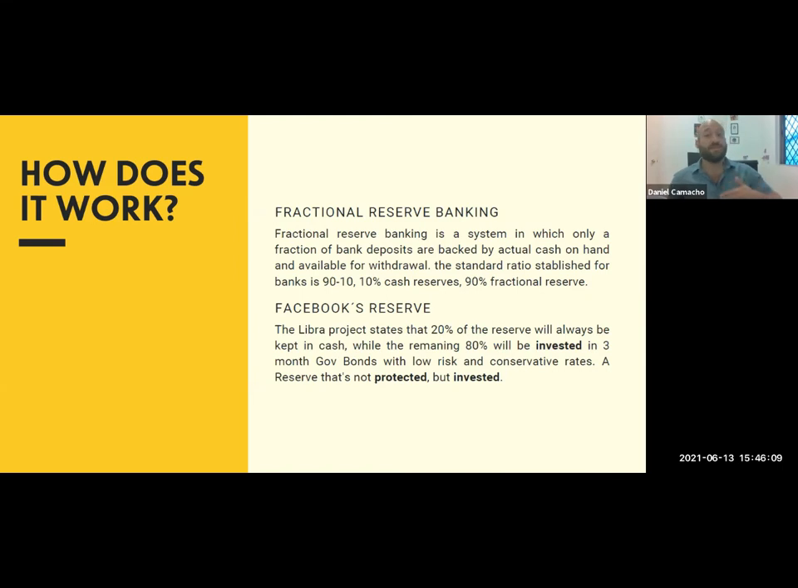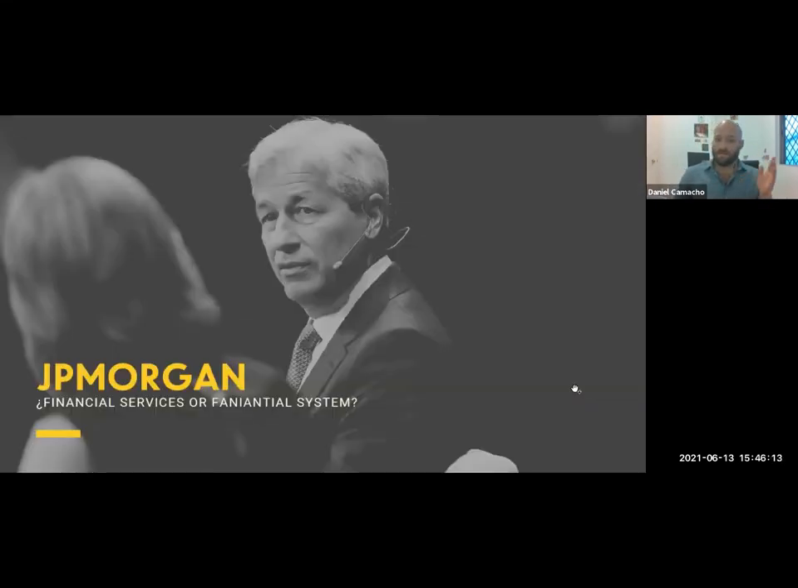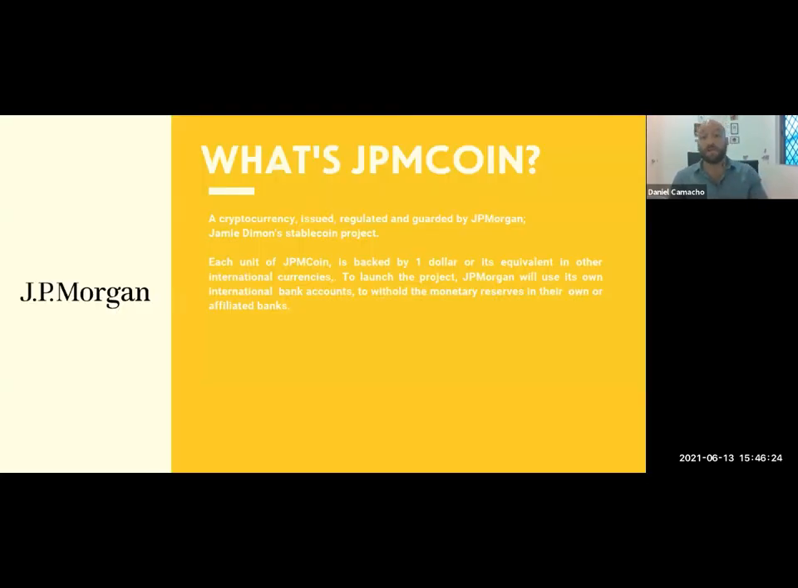But it gets weirder and way more complicated on the JP Morgan side, because, well, what's JP Morgan? A financial service or a financial system? Because then again, we have the same problem happening with JP Morgan. What's JP Morgan coin? Exactly the same as Facebook Libra. For every dollar cashed in on JP Morgan coin, a JP Morgan coin will be issued. It's exactly the same premise, the same objective, but JP Morgan will work differently from Libra.